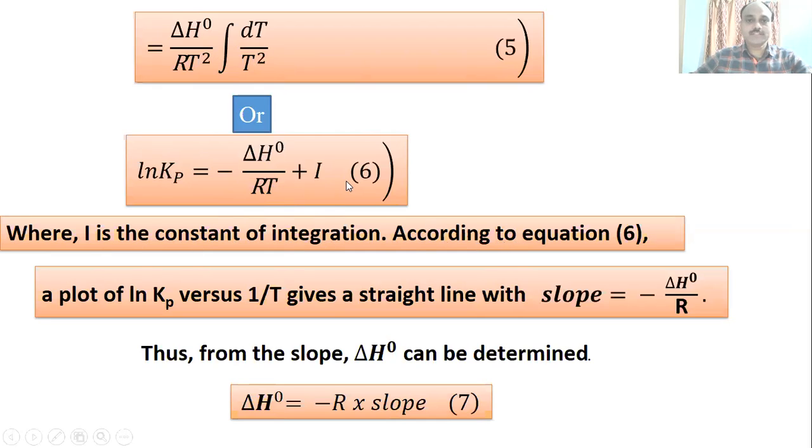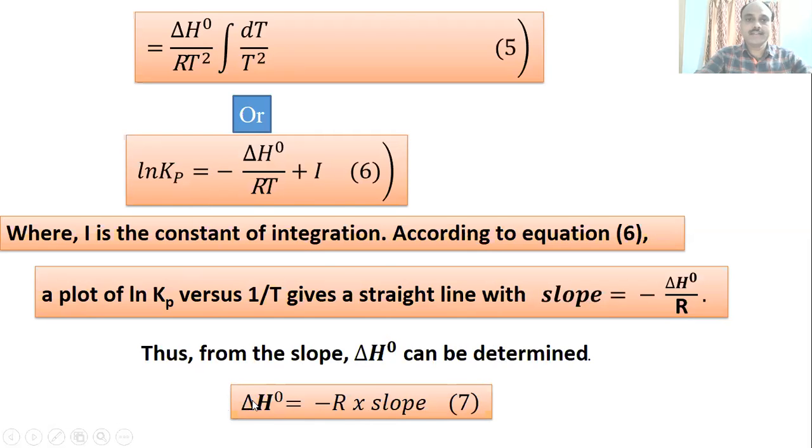According to equation 6, a plot of ln Kp versus 1 by T gives a straight line with slope minus delta H naught by R. Thus, from the slope, delta H naught can be determined, equal to minus R into slope. So, from this Vant-Hoff reaction isochore, you can calculate from experimental results the standard change in enthalpy of the reaction.